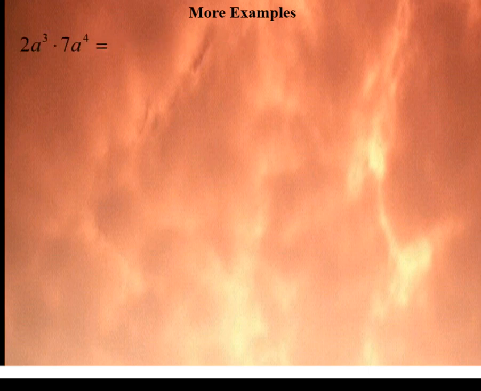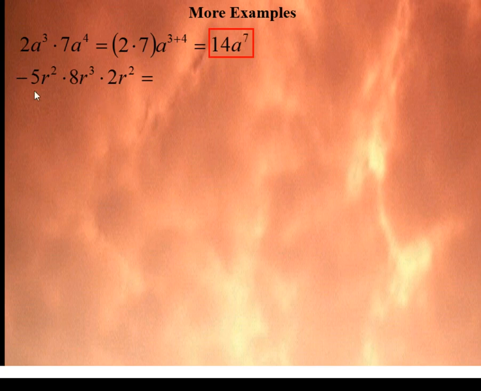Okay, so some more examples here. You can see that when you have the a here, that's your common base. This number out in front, we can just take care of those that way. We're just adding our exponents, and we get 14a to the 7. What if we had negative numbers? Well, no worries. We just take the negative 5 times the 8. Then our two bases here are the same. Oh, and I have a 2 here. So we're just going to do negative 5 times 8 times 2, and then we're going to add those exponents and we could simplify it as 80r to the 7.